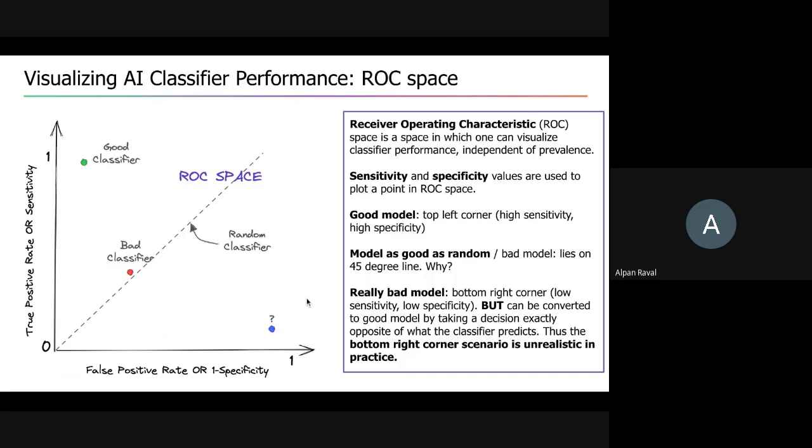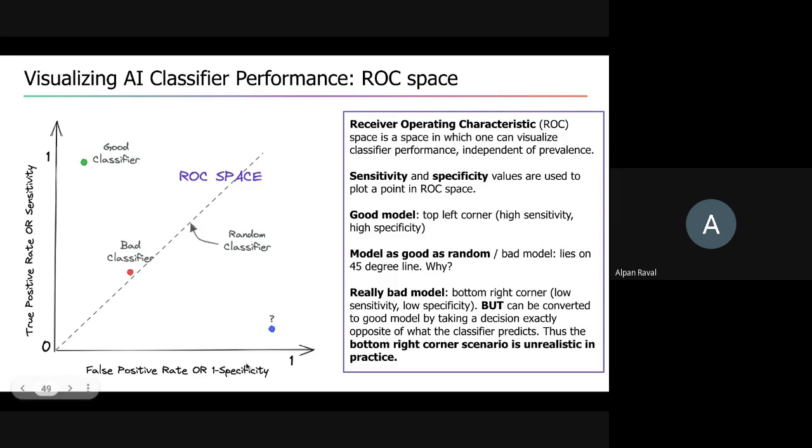So some examples. And in order to get to those examples, I know that some of you are already familiar with this, but I also know that many of you are not. So I'm going to discuss this XY space called ROC space. This is a good way to visualize the performance of your classifier. So what is ROC space? It's a space in which you can visualize the accuracy or performance of your classifier independent of what the prevalence is.